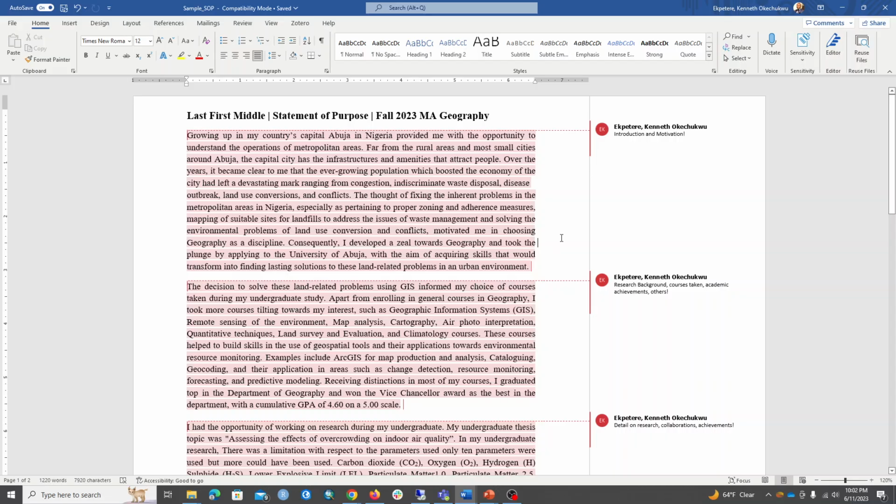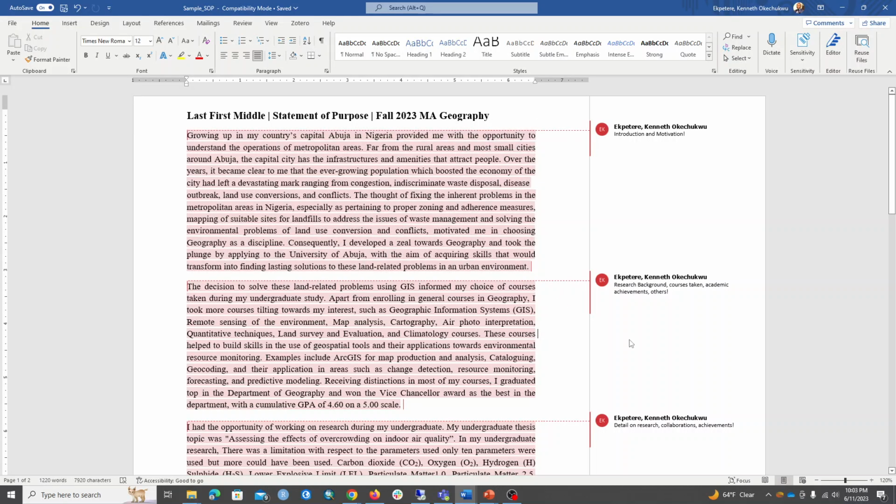And then we broke down our ideas into paragraphs, right? For the first paragraph, we do the introduction and motivation. So what motivated you to do a bachelor's in your undergraduate? That's where we cover this. We give a summary, a detailed explanation of the introduction and the motivation.